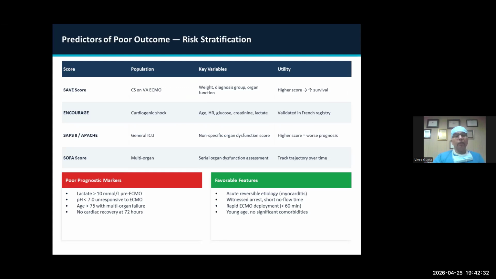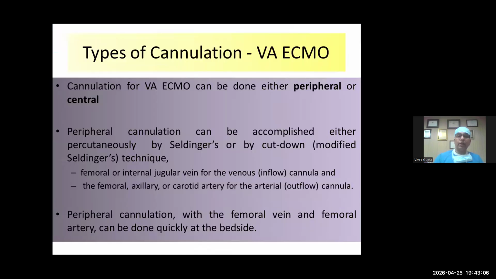A poor prognostic marker is if lactates are very high, technically more than 10, but we have seen patients who have a lactate more than 20 or 25 and they have survived. So it's not the single value of lactate, but actually the overall condition of the patient that you need to keep in mind. Very low pH, age above 75, no cardiac recovery in 72 to 96 hours. Reversible conditions, any myocarditis, witnessed arrest where the no-flow time is very short, we could put the ECMO very quickly, younger age group, and no significant comorbidity.